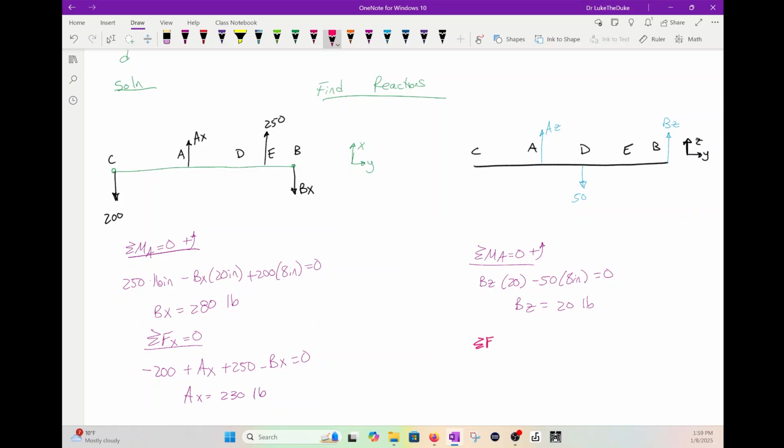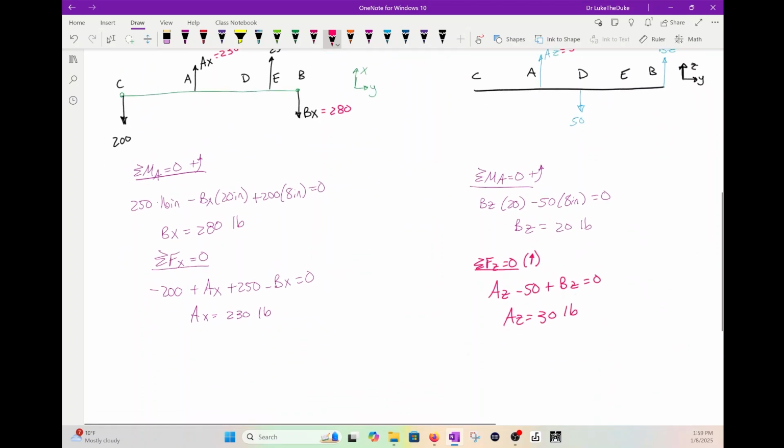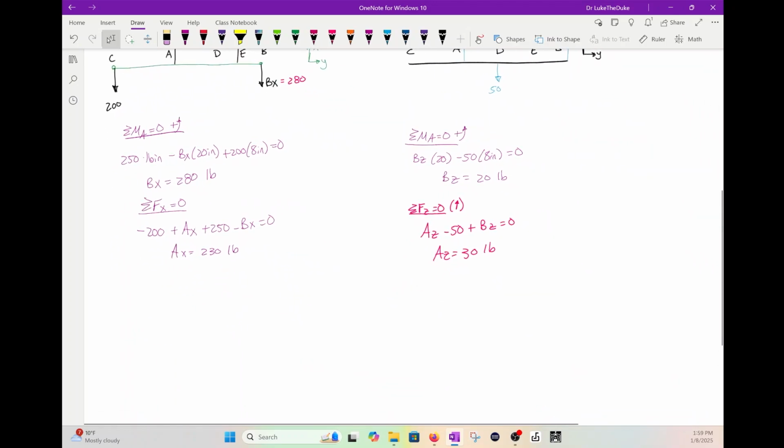Then we can sum the forces in the Z, set it equal to 0. Up is positive. We have AZ minus 50 plus BZ equals 0. Plug in BZ, and you get this to be 30 pounds. So let me write all this in. This is 230, 280, 30, and 20. So again, draw your free body diagrams in 2D. Find your reactions, and what we're going to do now is the shear and moment diagrams.